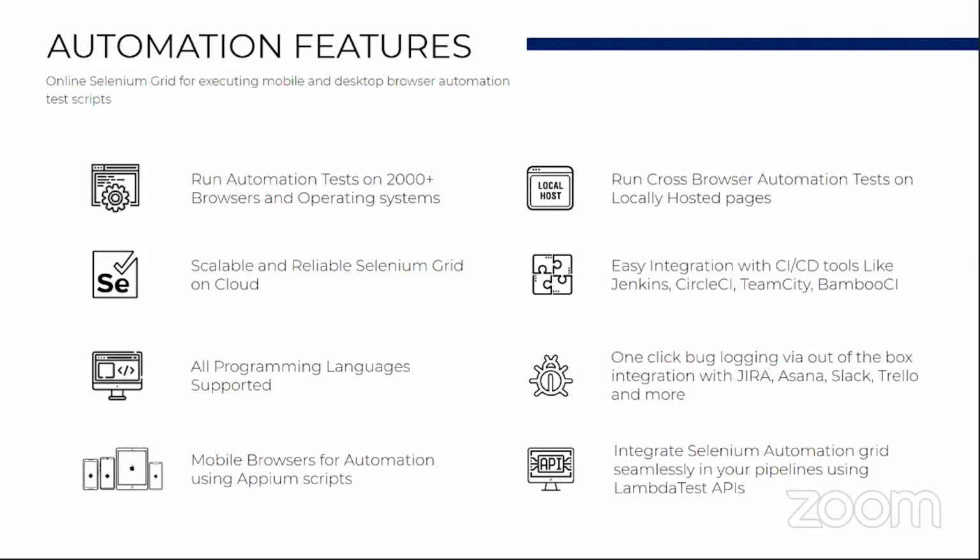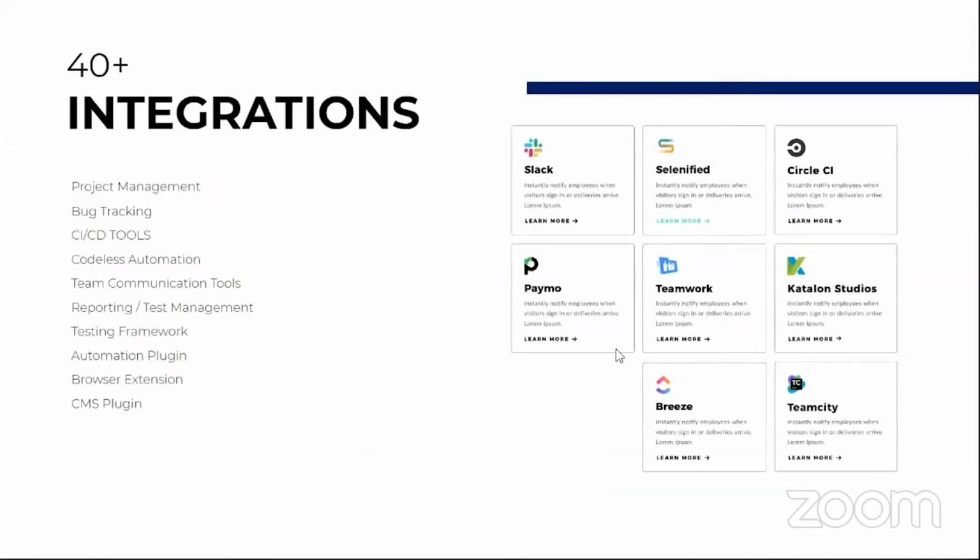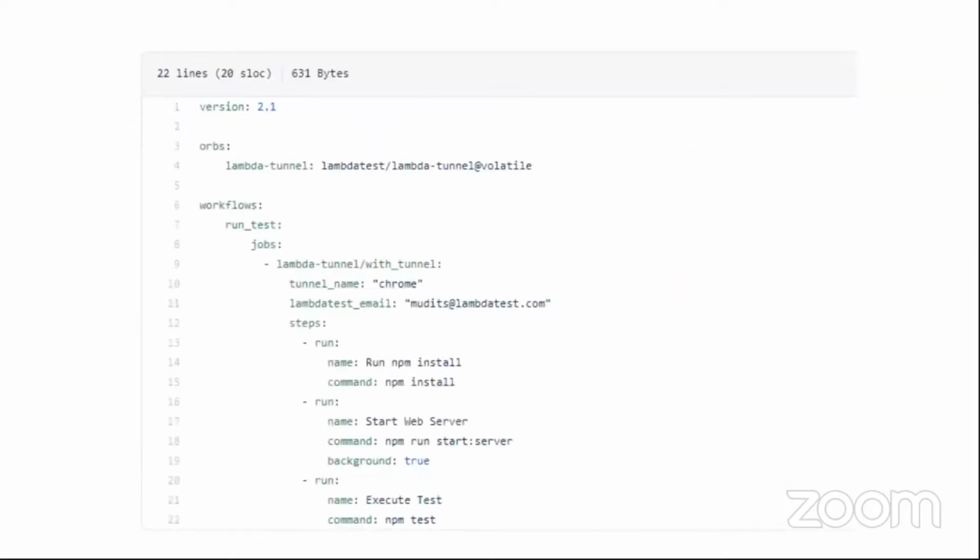Another good thing about our platform is that, as I said, we integrate with all CI/CD platforms, including CircleCI. We have around 40 plus integrations in addition to CircleCI, including project management tools like Slack, Paymo, and Teamwork. We also integrate with codeless automation tools like Katalon Studio. So if you have any type of automation testing, we would be able to complement your testing cycle. That's a little bit about the LambdaTest platform.